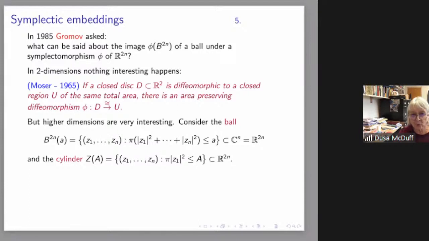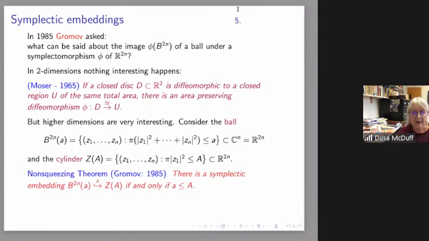So if you look at the ball, when I'm talking about the ball, I'm measuring its size by this parameter A, which is an area. So it's the area of a 2-dimensional slice of this ball. It's pi r squared if r is the radius. And so if you take this ball of size A and you take a cylinder of size big A, where you constrain the first coordinate so that it lies in a disk of area big A and the other coordinates are free, then Gromov proved his non-squeezing theorem that there's a symplectic embedding of the ball into the cylinder only if the size of the ball is less than the size of the cylinder.